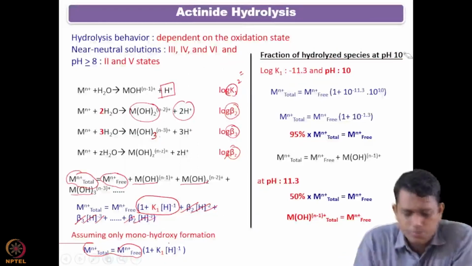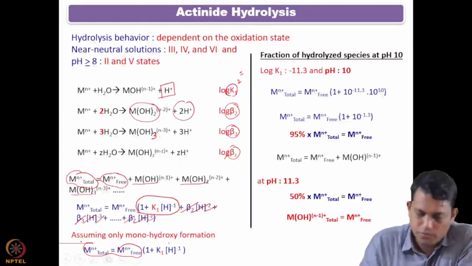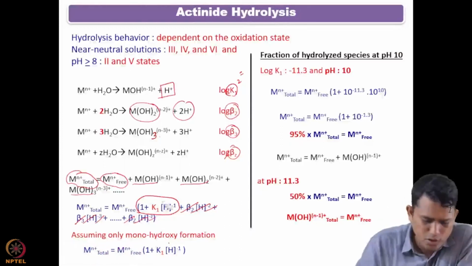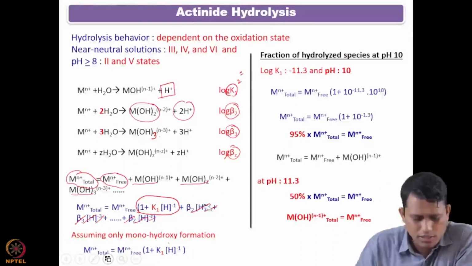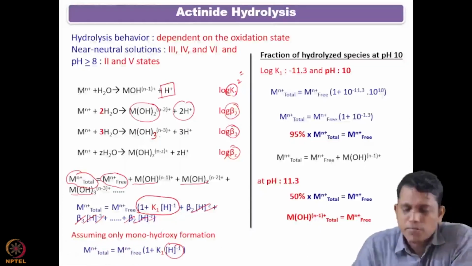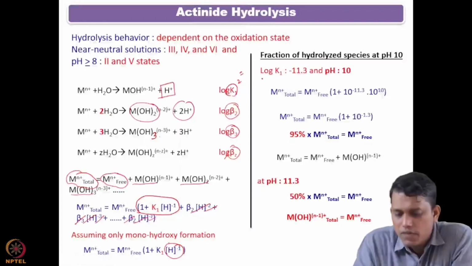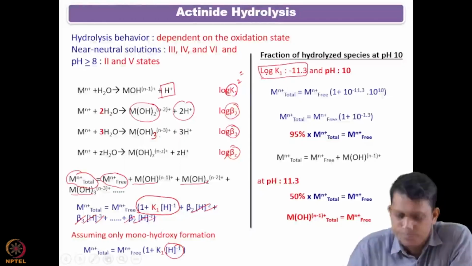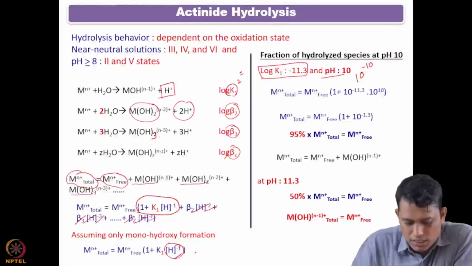The relation is very simple. We know that since we have assumed only the monohydroxy species, this is quite simple. We have Mn total equal to Mn free times (1 plus K1 into H to the power minus 1). Since we have a log K1 value of minus 11.3, this K will become 10 to the power minus 11.3. And pH we are taking as 10, so my proton concentration will be 10 to the power minus 10.